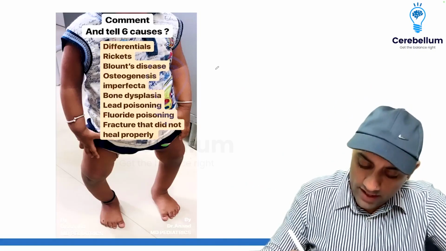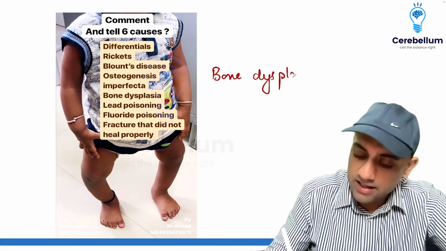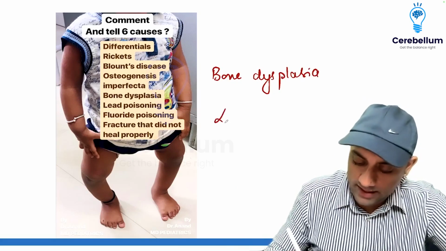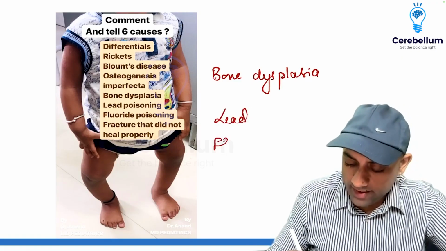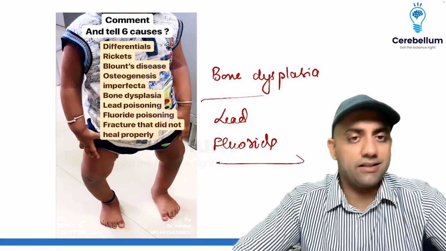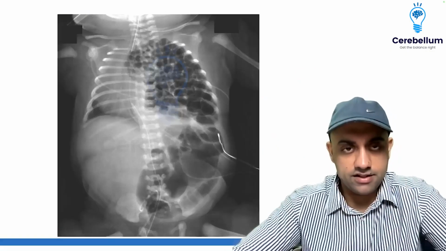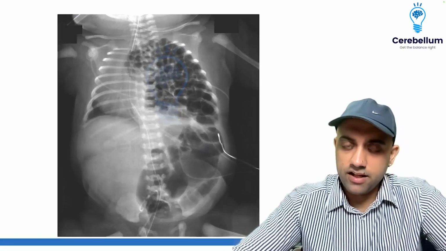And other diseases, we have something known as bone dysplasia. Maybe he's suffering from bone dysplasia. Maybe it's a case of poisoning, lead poisoning or fluoride poisoning. Lead poisoning or fluoride poisoning are also rarely the causes, but definitely rickets is the one with bowing of legs and widening of wrist. Very classical question, we have done that multiple times.